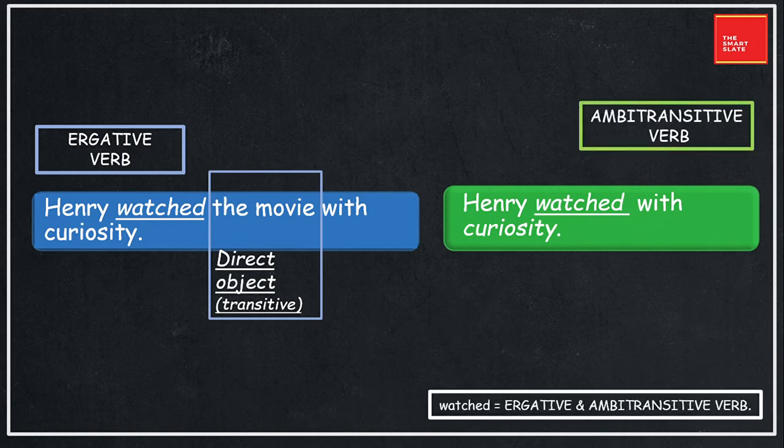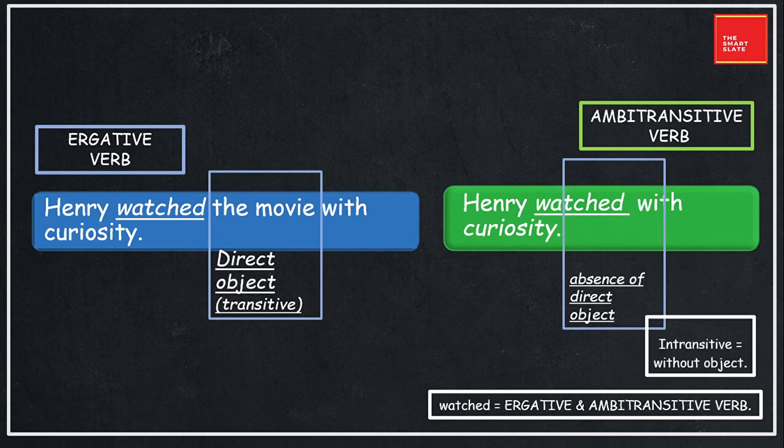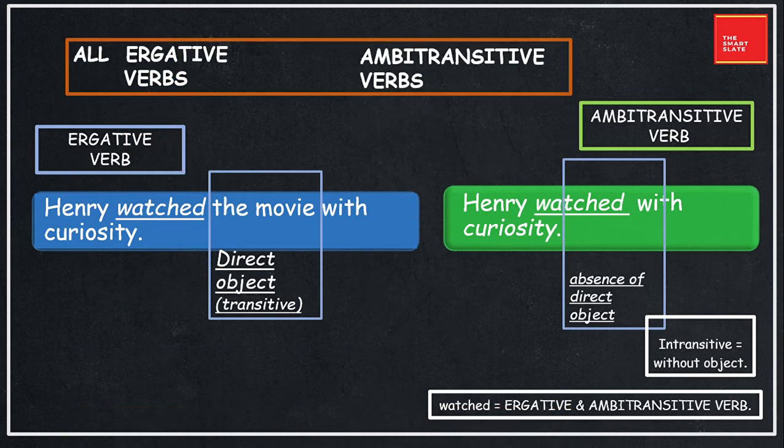Now how is it an ambitransitive verb? Because watched is used with an object and without an object. With an object in the case of an ergative verb, without an object in the case of an ambitransitive verb. So watched is an ergative as well as an ambitransitive verb. Here there is an absence of direct object, and it is an intransitive use because there is no object. So all ergative verbs are ambitransitive verbs, but not all ambitransitive verbs are ergative verbs.